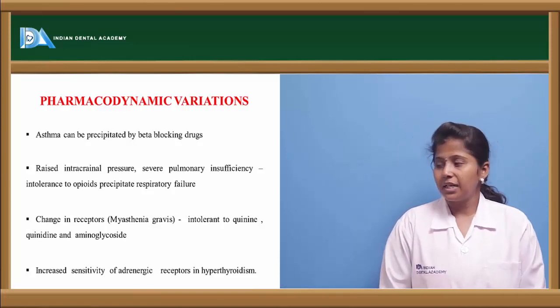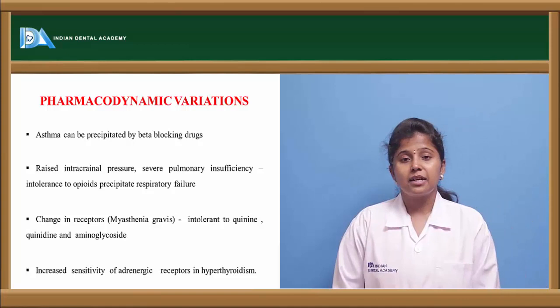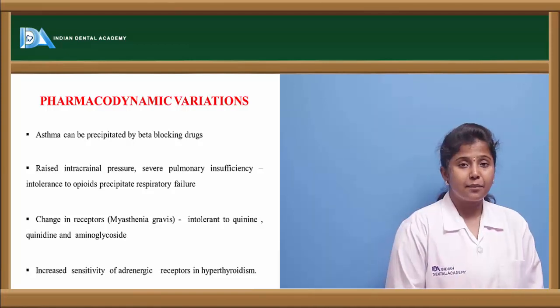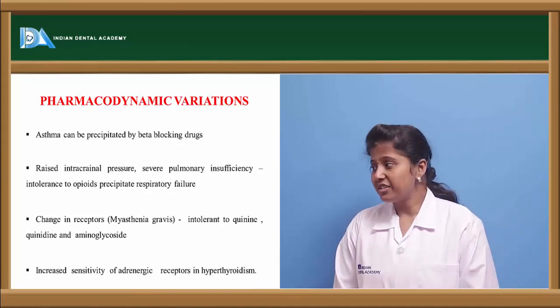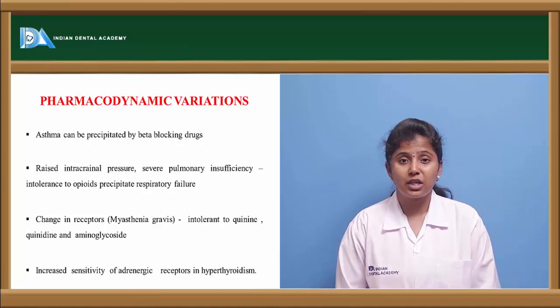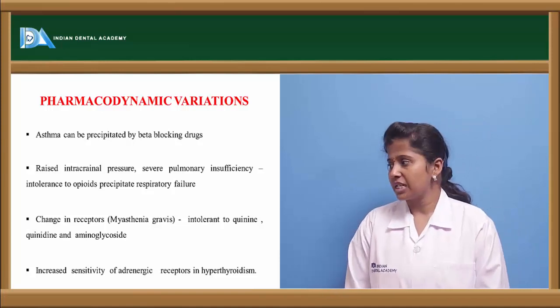And in myasthenia gravis, if a person has myasthenia gravis and is taking drugs like quinine, quinidine and aminoglycosides, these drugs can change the receptor action. So the receptor action can be altered with these drugs in this condition.